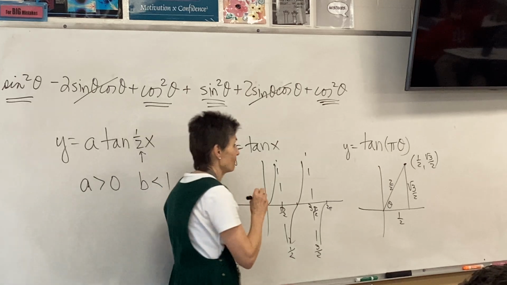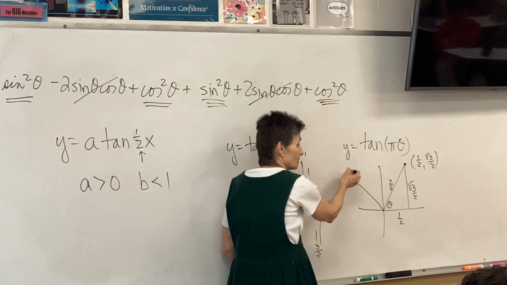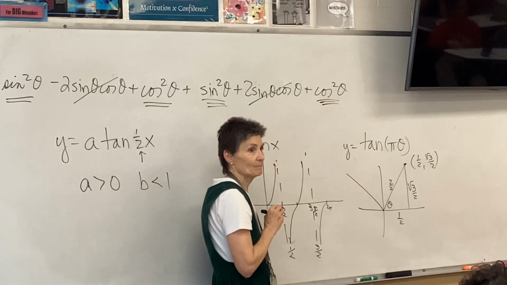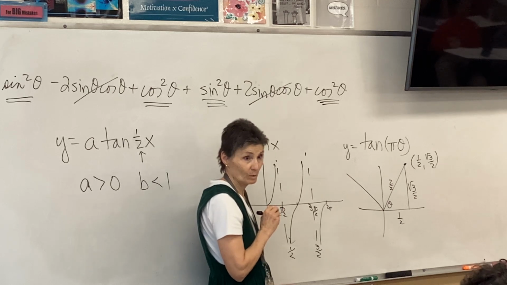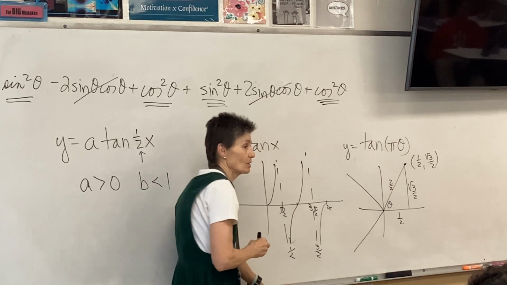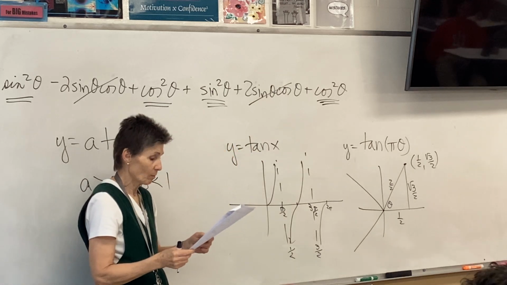Now think about that for a second. Would the slope, this is 2 pi over 3, would that slope be positive root 3? No, that would be negative, wouldn't it? How about 4 pi over 3? Would that slope be positive? Yes, so that's the one. 4 pi over 3.